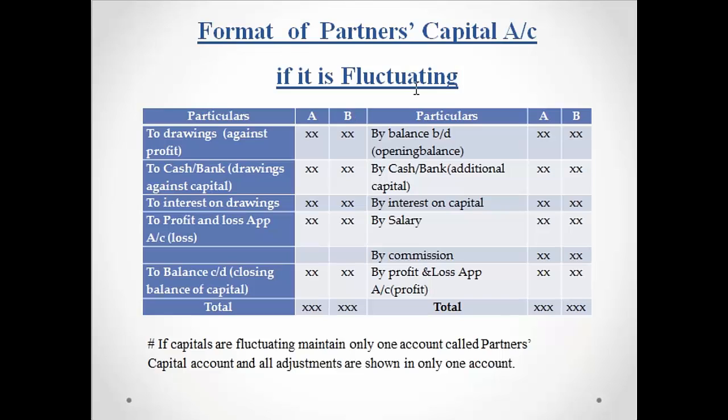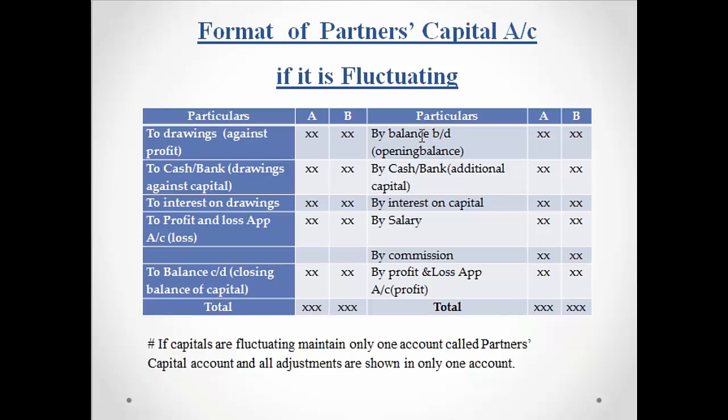And if it is fluctuating, my partner's capital account always starts with the opening balance of capitals. The opening balance amount is taken to the credit side separately for A and B, because a capital account has a credit balance. I hope it is clear for you.